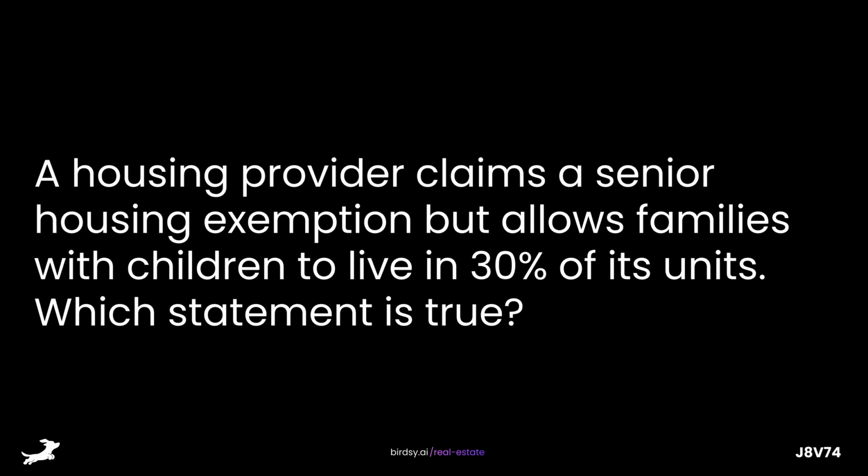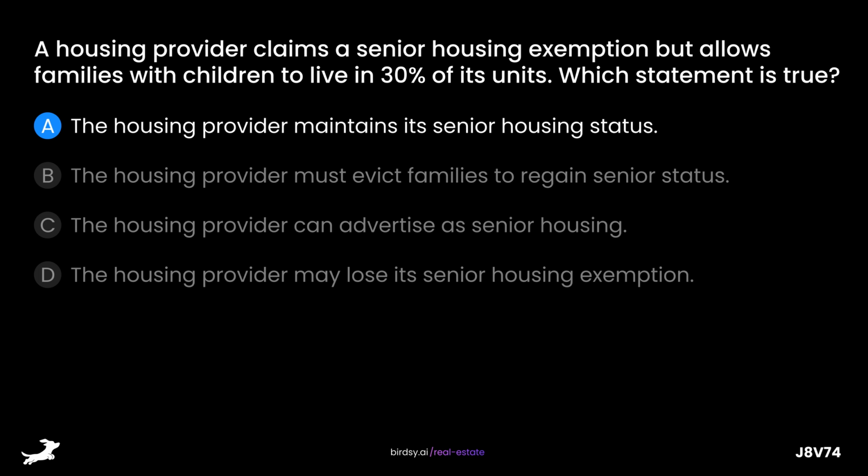Which statement is true? Is it A, the housing provider maintains its senior housing status? B, the housing provider must evict families to regain senior status? C, the housing provider can advertise as senior housing? Or D, the housing provider may lose its senior housing exemption?